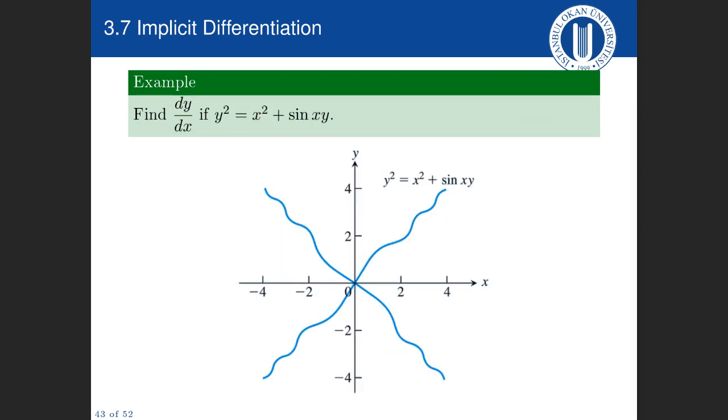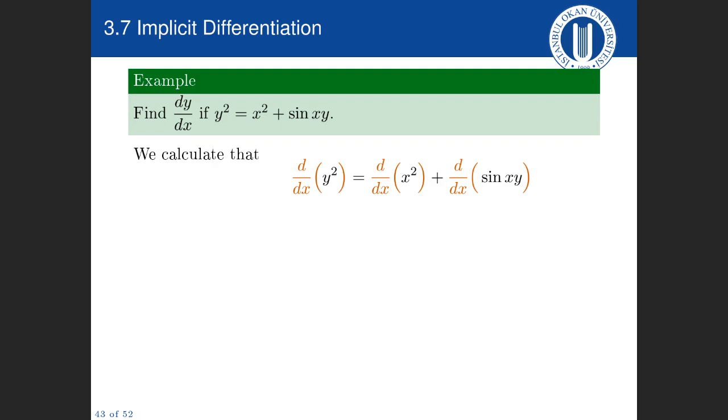Another example. Find dy/dx if y squared is equal to x squared plus sin(xy). So we have an equation and we're going to use implicit differentiation. We're going to differentiate both sides of the equation and then we're going to use the chain rule. So we're starting with d/dx of y squared is equal to d/dx of x squared plus d/dx of sin(xy).